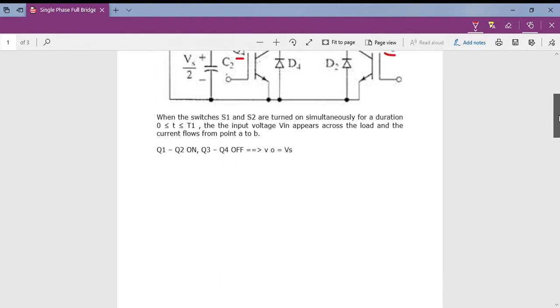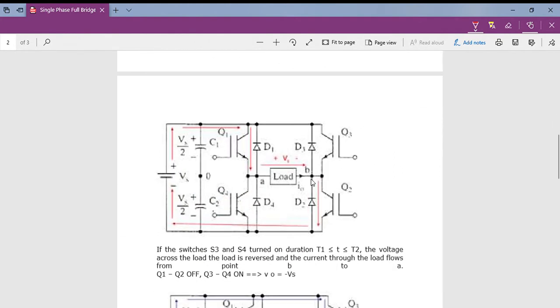So first of all, in case of the first mode, when the Q1 and Q2 switches operate, when Q1 and Q2 are in on state, the direction of the current should be from the source to the Q1 switch, then to the load, then through the Q2 switch, and then back to the source. So across the load terminal we are getting positive voltage. This terminal should be positive and this terminal should be negative. We are getting positive Vs voltage across this load. So this is our first mode.